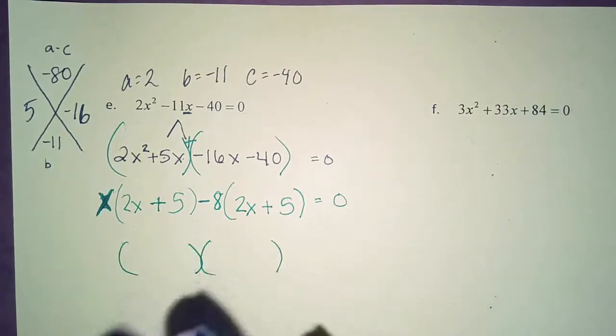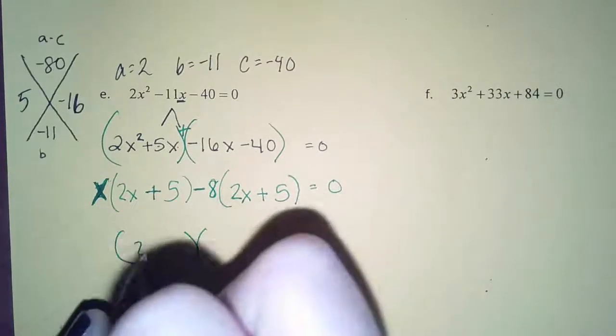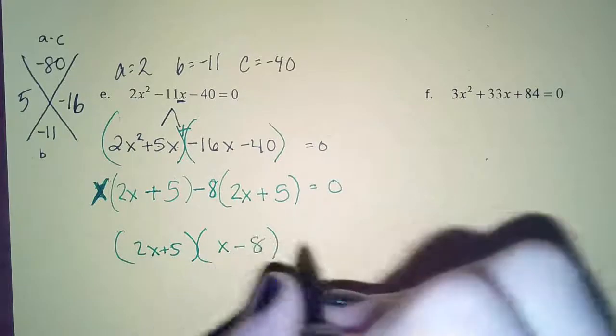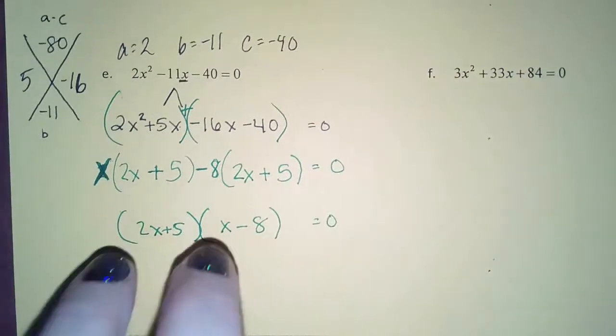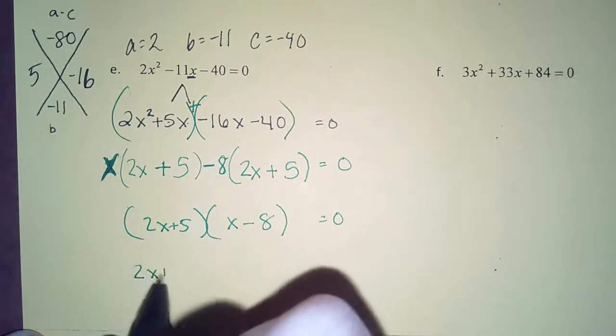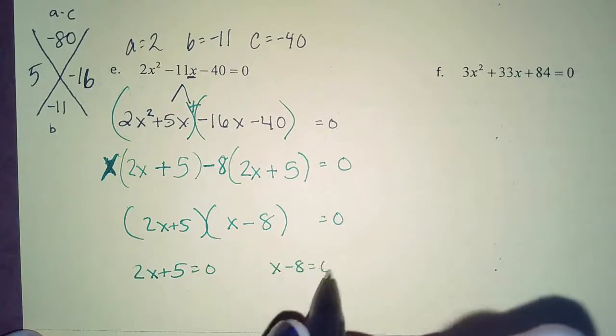Okay, so the final factoring step will be to factor out the match, so 2x plus 5, and I'm left with x minus 8. So I have factored completely. Now we need to solve after factoring. So 2x plus 5 equals 0, and x minus 8 equals 0.